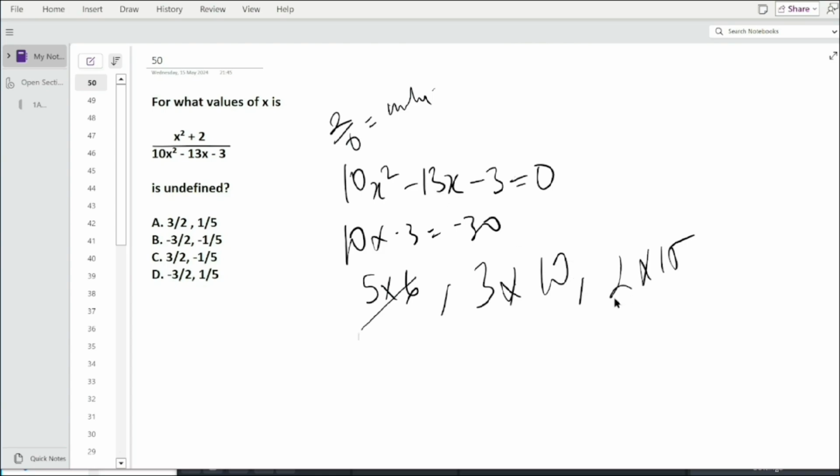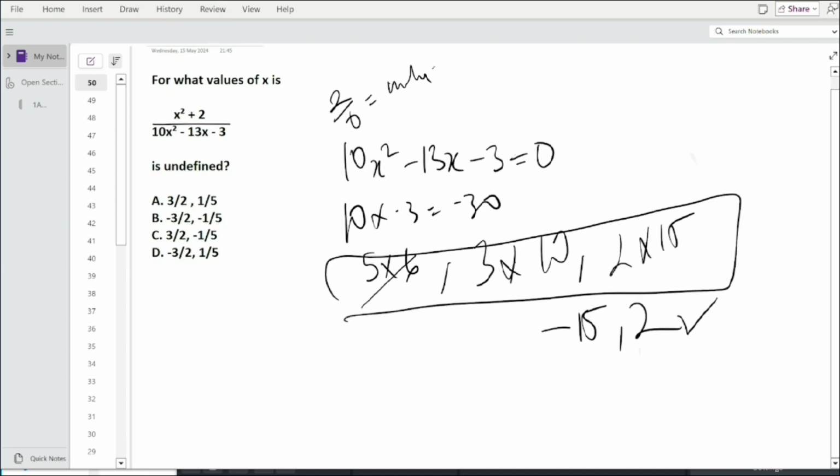So we take the next, 2 and 15. When we add them together, it gives us 17. When we subtract them, it gives us 13. That means this is the right answer, because one of them has to carry a negative, and the one carrying the negative that gives us minus 13 has to be the bigger number. So we have minus 15 and 2 as our values. Minus 15 times 2 gives us minus 30, and minus 15 plus 2 gives us minus 13. Of all three sets of values, this is the right one to use.